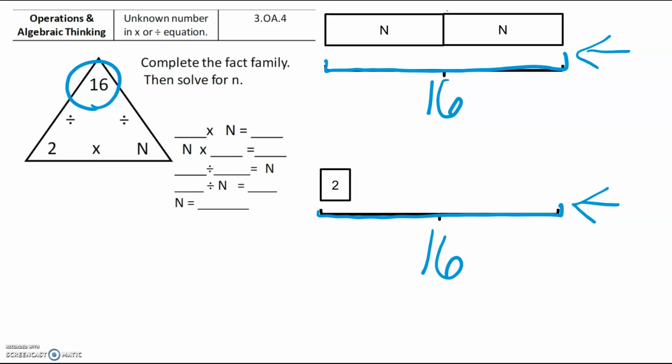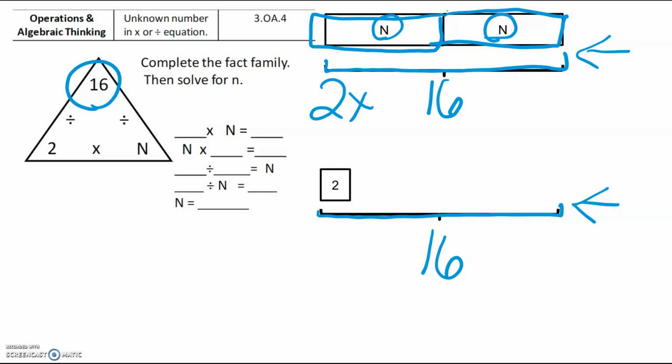Then I come up here and I go, wow, I have 2 groups. I have 2 groups. And I do not know how many are in each group. So I have 2 times n equaling 16.